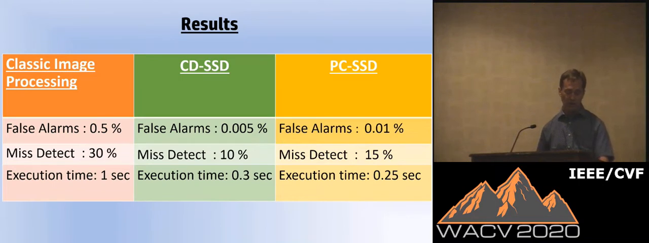Here we compare results to our classic method. You can see that we have a dramatic improvement in false alarm rate. This is really key for print inspection. Ultra-low false alarm rate is a critical requirement for print inspection. Otherwise, operators will quickly ignore an overproductive system.